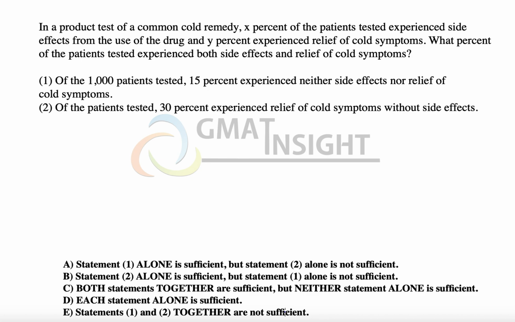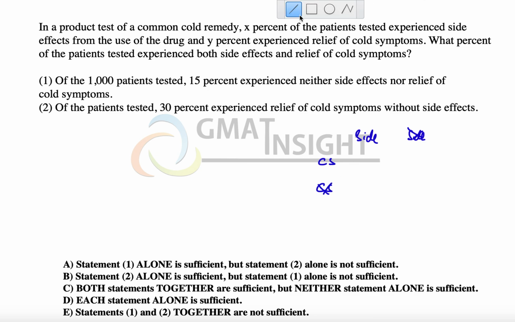In a product test of a commodity called remedy, X% of the patients tested experienced side effects from the use of the drug and Y% experienced relief of cold symptoms. So there are side effects and cold symptoms. So let's make a grid: side effect, no side effect, and then cold symptoms and no cold symptoms.